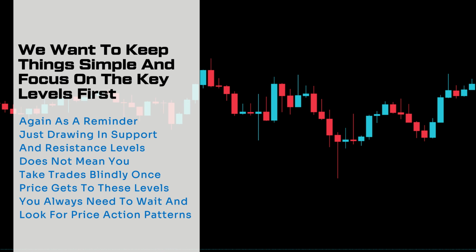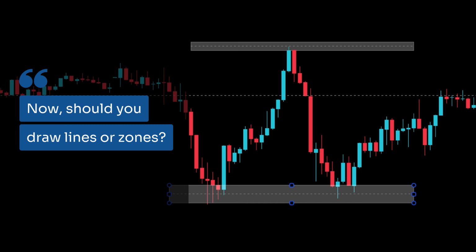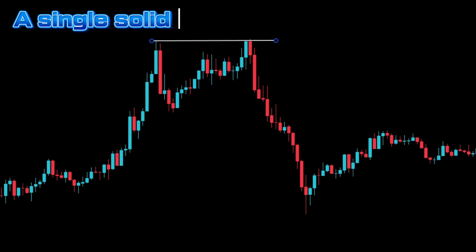Again, as a reminder, just drawing in support and resistance levels does not mean you take trades blindly. Once price gets to these levels, you always need to wait and look for price action patterns. Now, should you draw lines or zones? Many beginners get stuck on this.